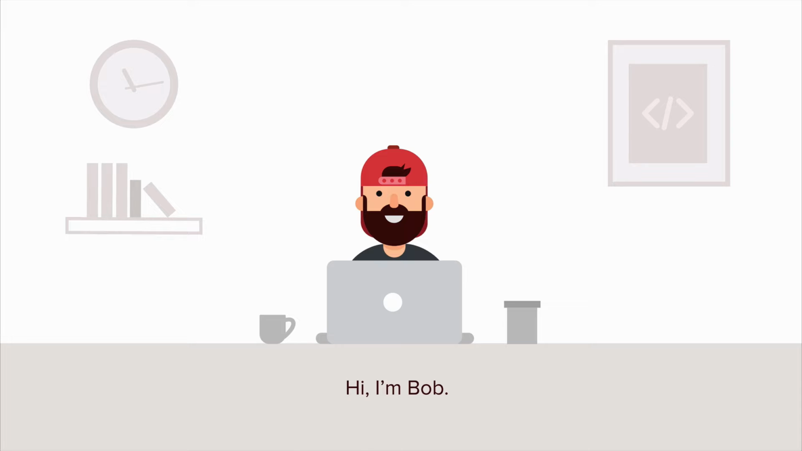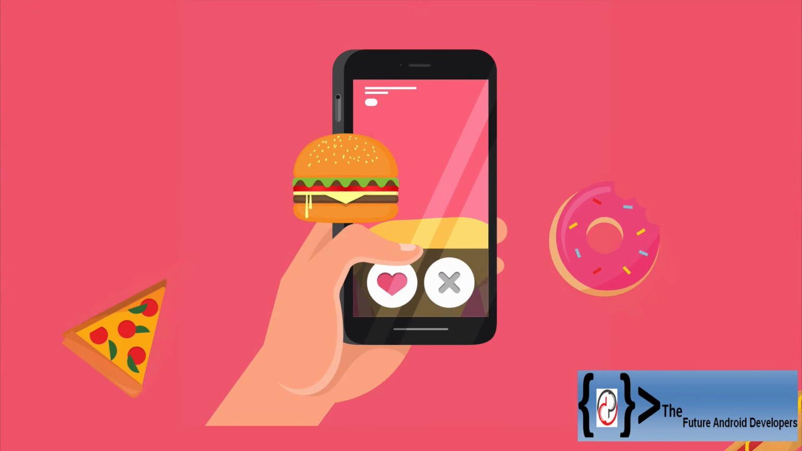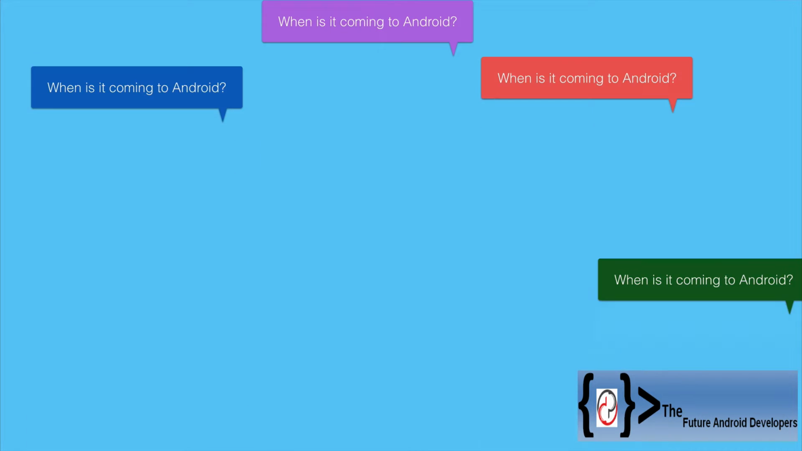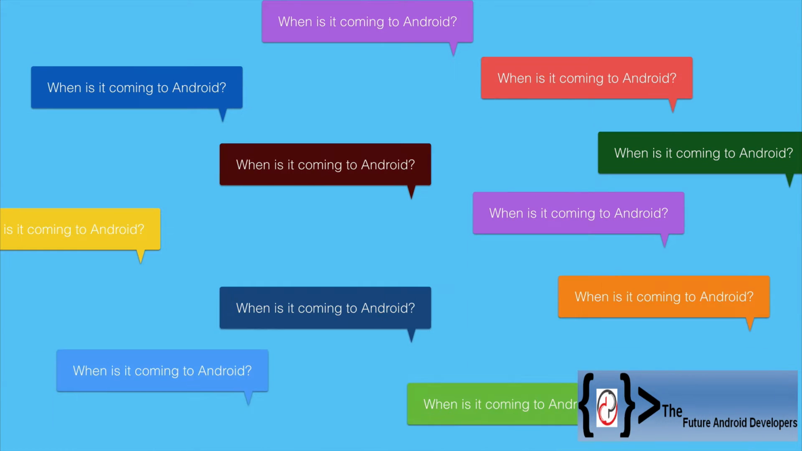Now, Bob made this really cool app where instead of matching with other people, you get to match with foods and you get to figure out what food you most want to eat. And it's a super popular app. Everybody loves it, but there's just one problem. It's only on iOS. So every other day he gets a question of when's it coming to Android?